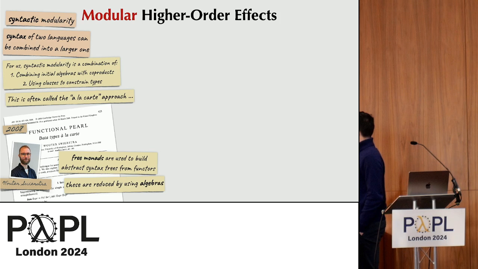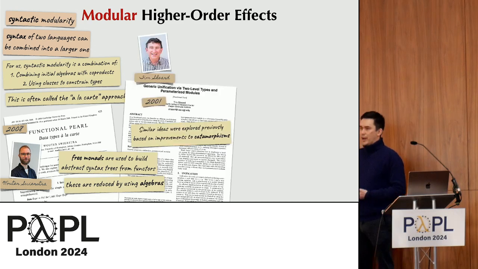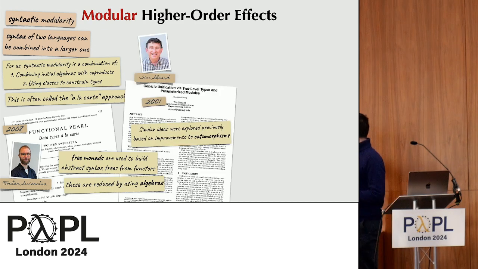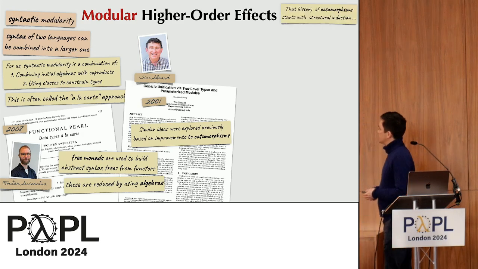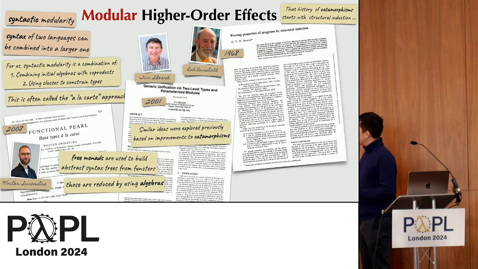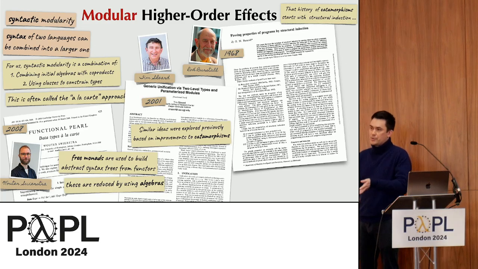Now, the reduction of a syntax tree is done by using an algebra. I want to dig a little bit into where the idea of algebras came from. This is very related to something that Tim Sheard had in mind previously in 2001, where he wanted to reduce things using catamorphisms. The history of catamorphisms is quite long, and I'm not going to go into it too far, but I think the start is roughly in 1968, where Burstall starts thinking about proving properties of programs by structural induction. That's the first time that we see structural induction playing with programs directly.